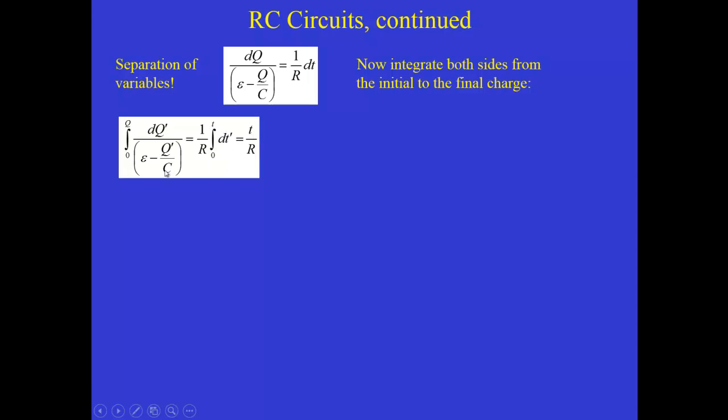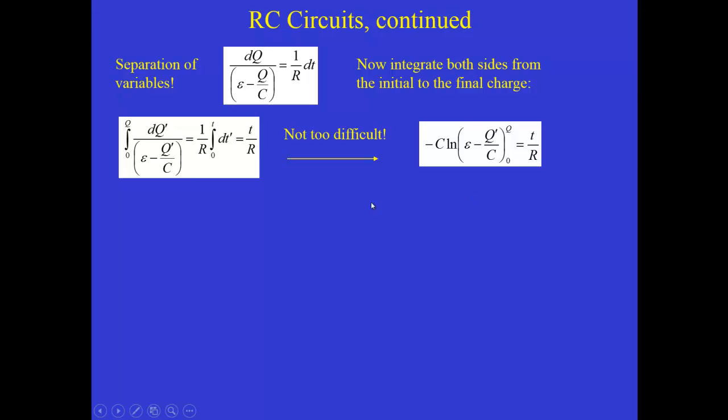The left-hand side, we might have to do a variable substitution in order to do that, but it's very simple, and you can see when you do that kind of substitution that you end up with a natural log. You end up with a minus sign because there's a negative q in the argument, but this becomes minus c times the natural log of epsilon minus q prime over c evaluated between the limits of 0 and q.